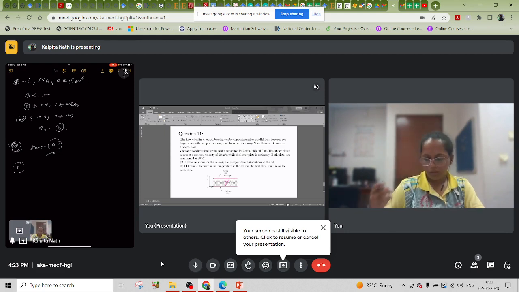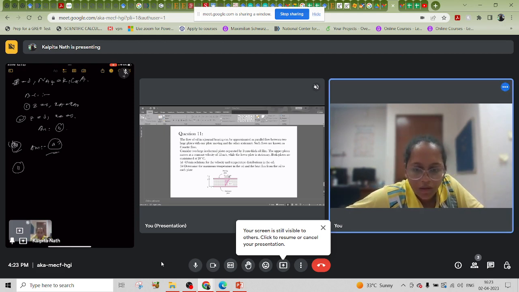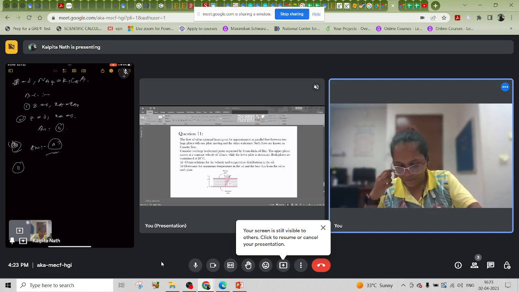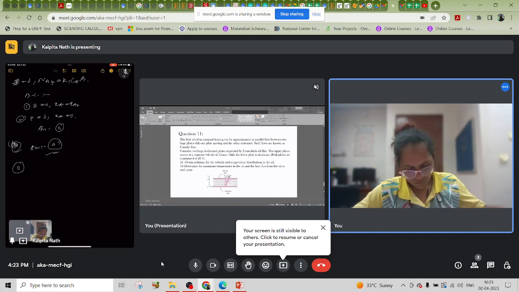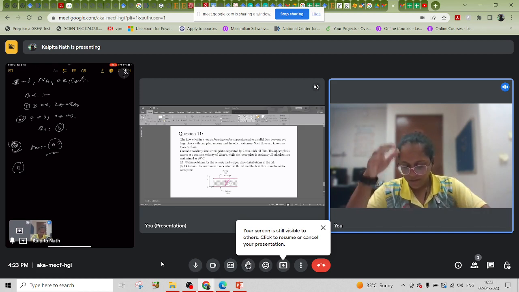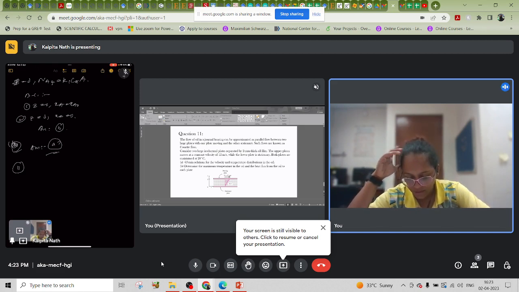I hope you have solved this. If you have not, then let us proceed with the solution. First, there is parallel flow of oil between the two plates, and we need to determine the velocity, temperature distribution, the maximum temperature and the total heat transfer.